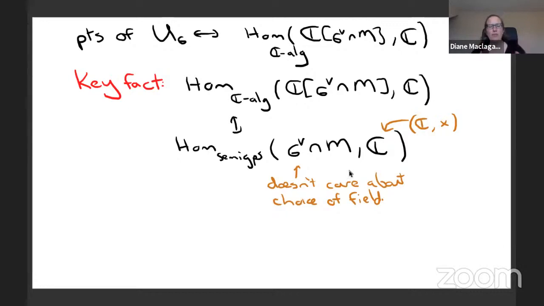And the point I want to make here, and this is maybe one of the key takeaway messages from this talk, is that sigma dual intersect M is purely a combinatorial object. It doesn't care about the choice of field. Of course, I've written everything here with the complex numbers, so it looks like it does depend on the choice of field, but this is somehow a less serious dependence.